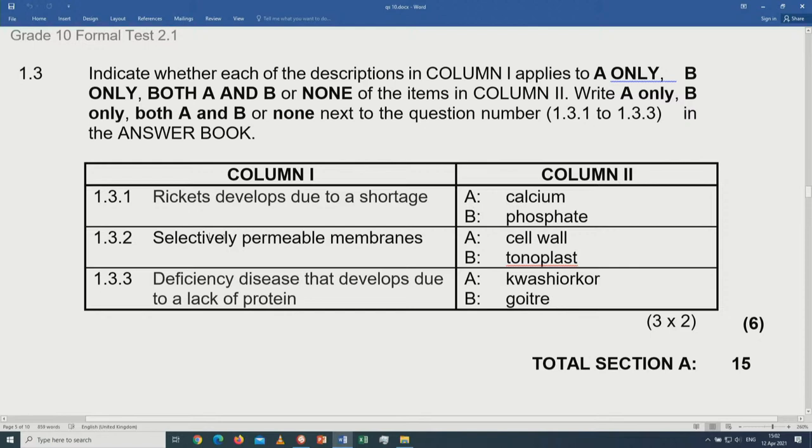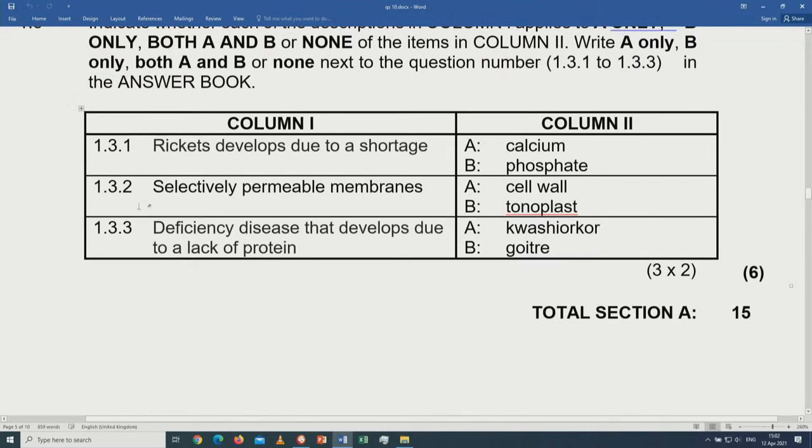Matching items. Okay, here we have 1.3.1. So now when you write, you must present your answers as A only, B only, both A and B, or none. So you don't have to redraw the table or write the statements. 1.3.1, rickets develops due to a shortage of what? Calcium. A only.